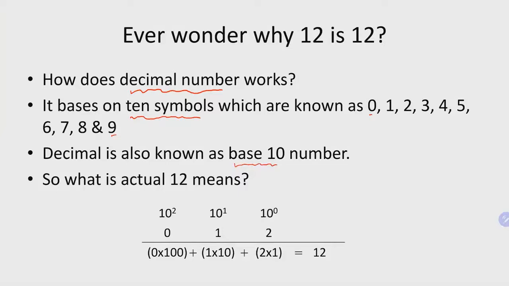So what actually does 12 mean? I'm sure you learned this when you were younger. In 12, the 2 is the unit, so it associates to 10 to the power of 0. And the 1 is the tens, and that associates to 10 to the power of 1. So 12 actually means 1 times 10 plus 2 times 1, and that gives you what we know as 12 in our decimal number system.